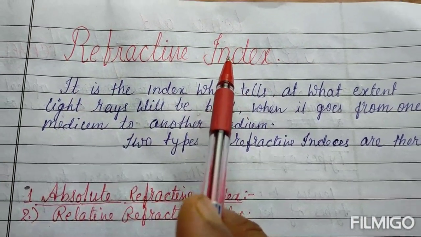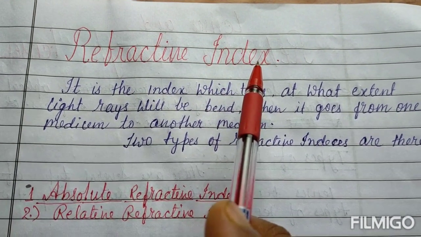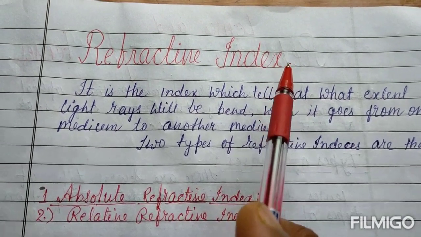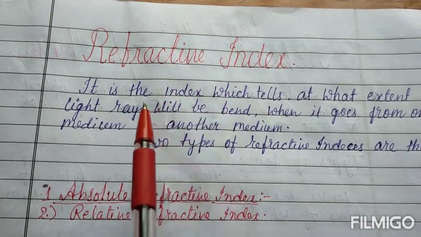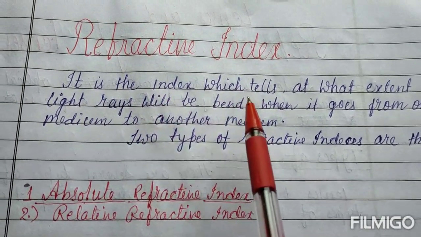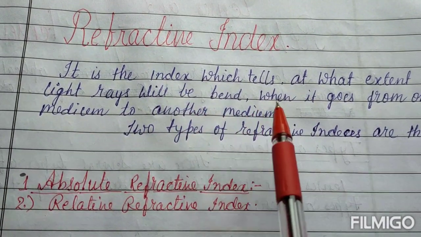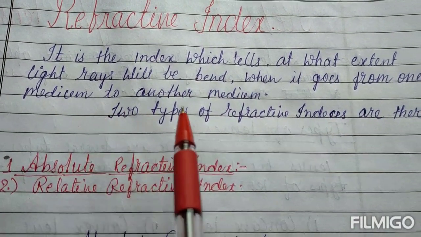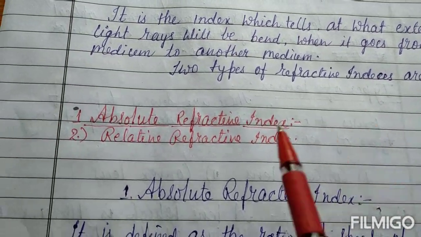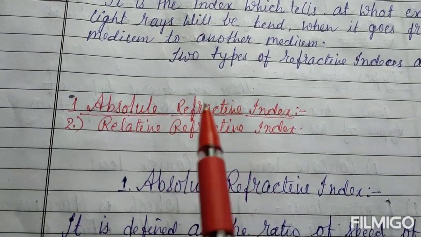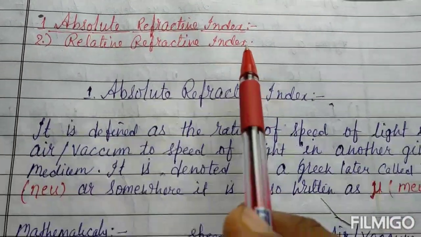Refractive index. As you know, an index is a number which shows the value of something. Similarly, refractive index is the index which tells to what extent light will bend when it goes from one medium to another medium. Two types of refractive indices are there. First one is absolute refractive index and the second one is relative refractive index. Now we will see one by one.